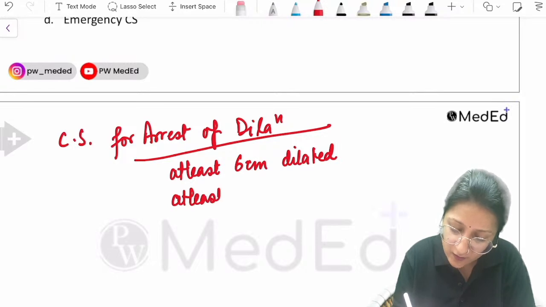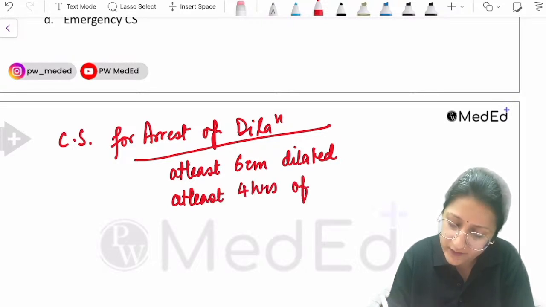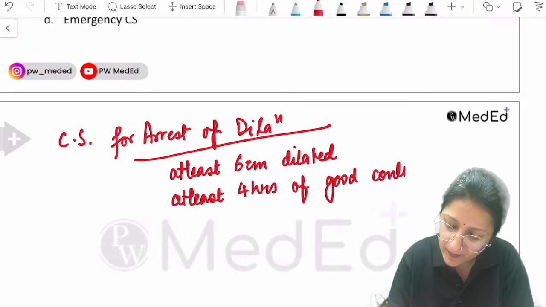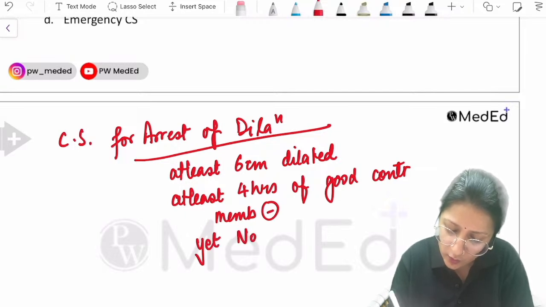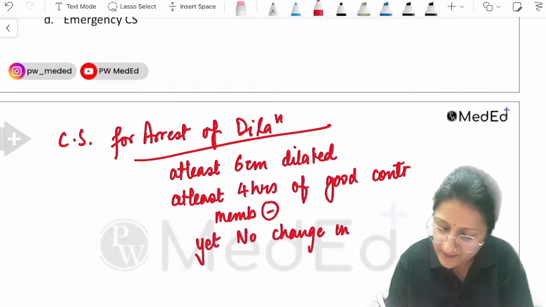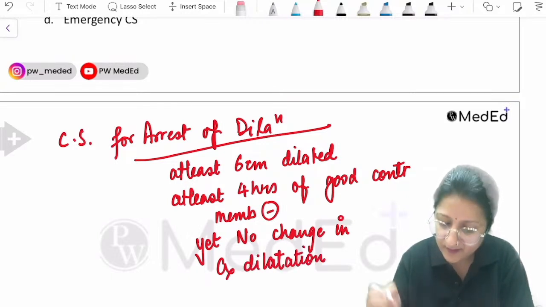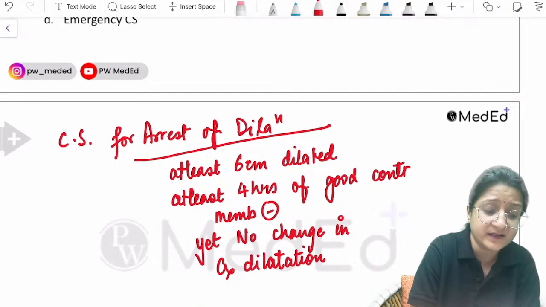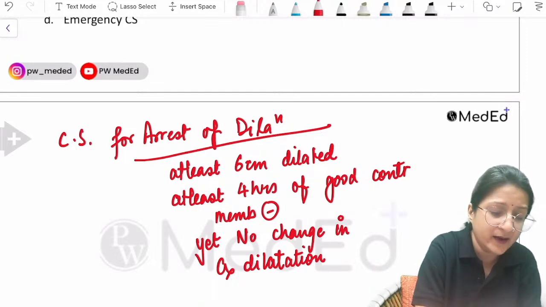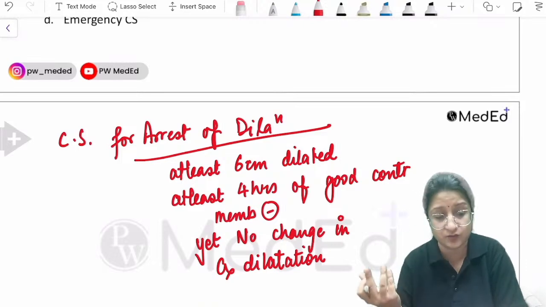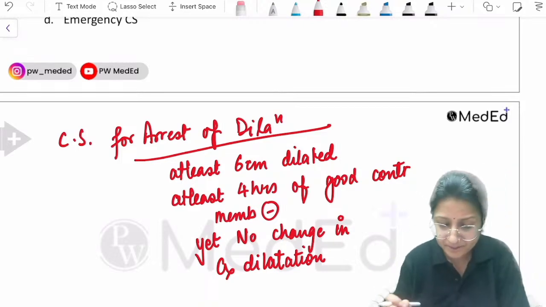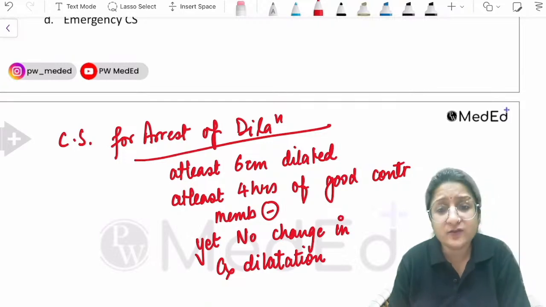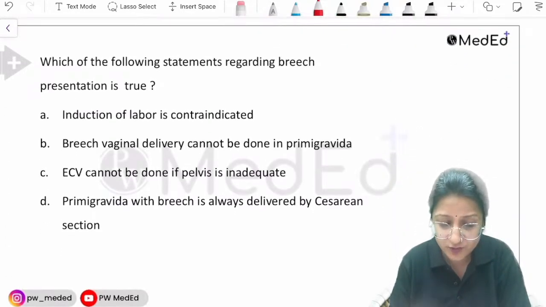At least 4 hours of good contractions, membranes are absent, and yet there is no change in cervical dilatation. Then I will call it arrest of dilatation, and then I will do a cesarean section. Not right now. Right now she is not qualifying for the criteria of arrest of labor. Now, clear any doubts in this question? Let's see the next question.